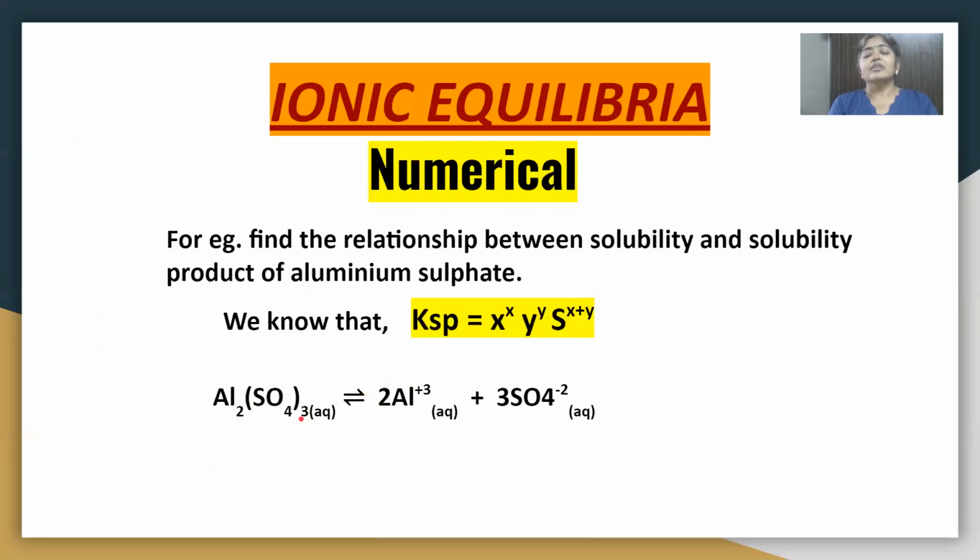See, outside the bracket it is 3. So you need to put 3 as a coefficient here for sulfate. Now, how are the charges developed, if you do not know how many charges are there on aluminium and sulfate? So see, you have to just interchange these numbers.